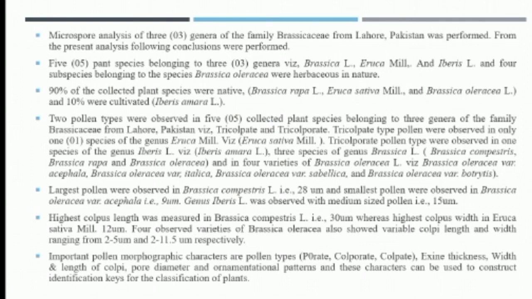Largest pollen were observed in Brassica campestris with the pollen diameter of 28 micrometer, and highest colpus length was measured in Brassica campestris, that is 30 micrometer, and lowest was observed with Eruca sativa, that is 12 micrometer. And important pollen morphographic characters are pollen types, exine thickness, width and length of colpi, pollen diameter, and ornamental patterns, and these characters can be used to construct the identification keys for the classification of the plants.